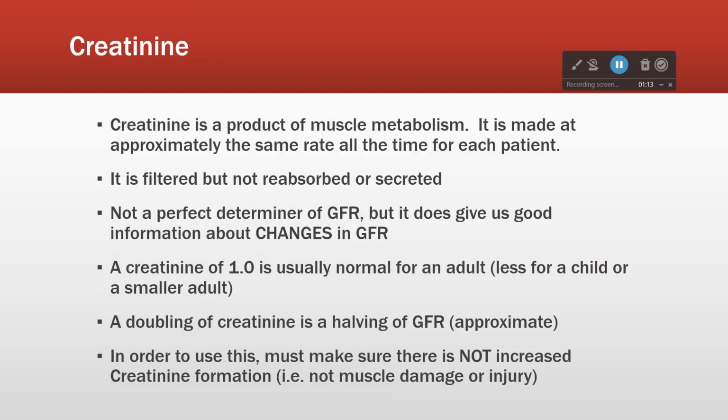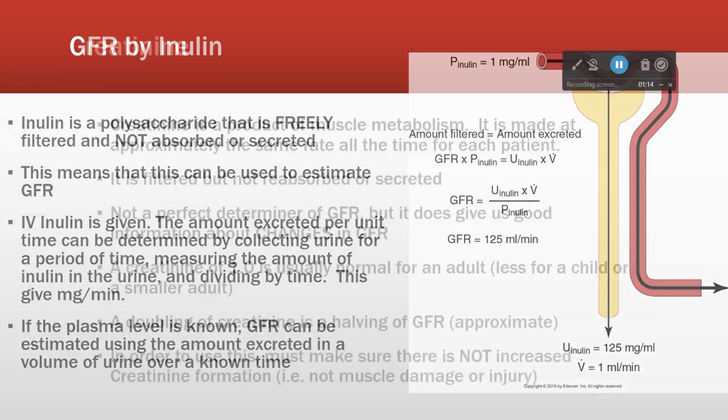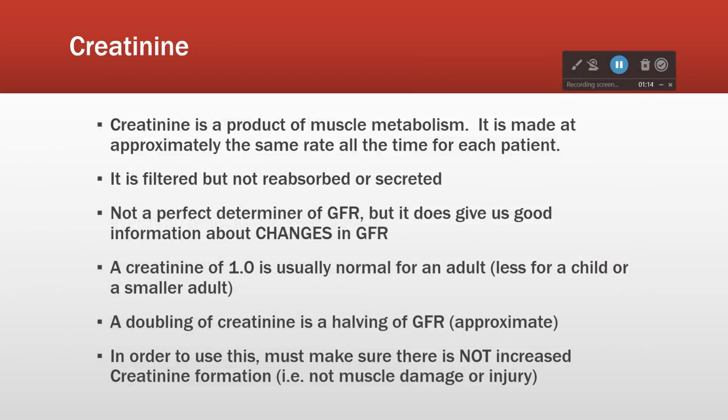Creatinine is a natural product. It's made by muscle metabolism. Like inulin, it is filtered, but not much reabsorbed or secreted. So it works similarly to this, but we don't know this factor. We gave them the inulin. Creatinine is something the patient made, and each person is going to make a little bit different. The more muscle mass you have, the more creatinine you make. So at any given time, we don't know how much creatinine you made today.